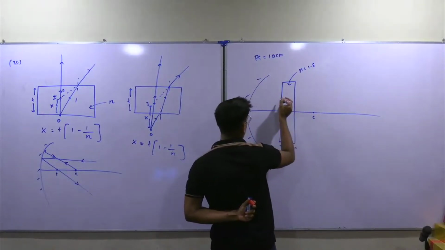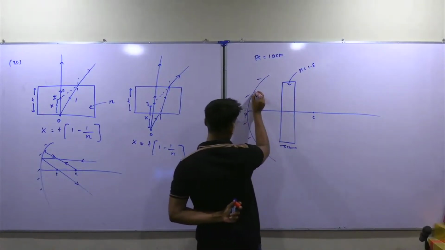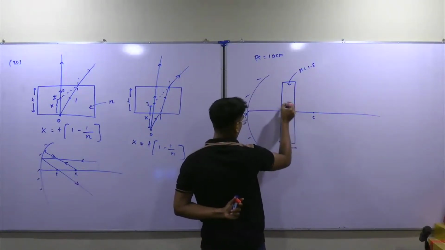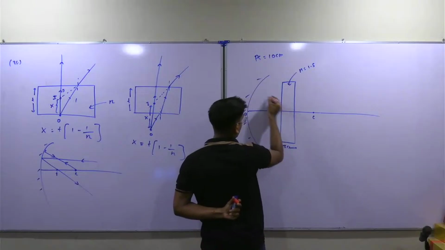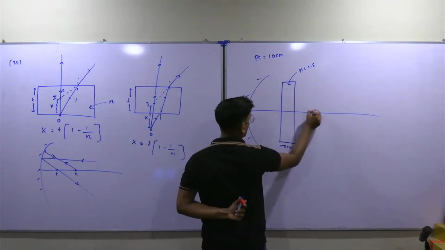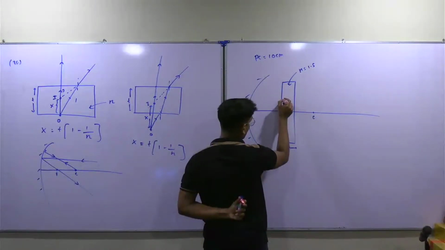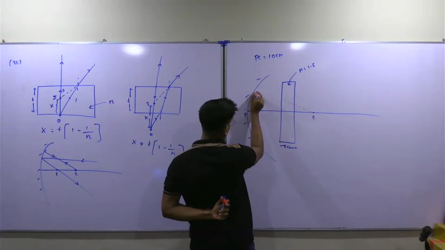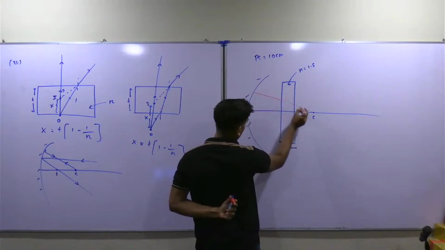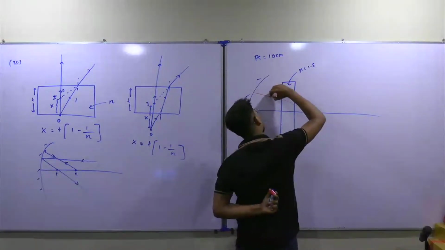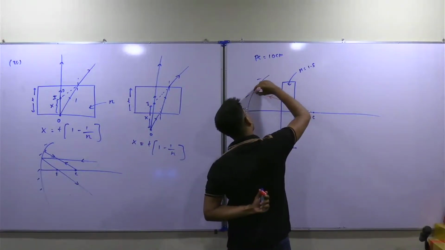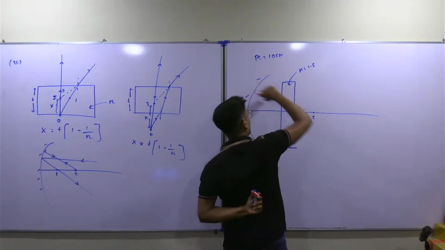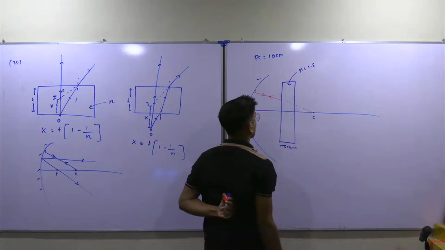A light ray coming from the object, let's say, travels to the glass block and refracts, and the refracted ray should travel to the center, right? The refracted ray should travel to the center. Why? The refracted ray should travel along this path. Then only the light ray can retrace or travel along the same path in the reverse direction.